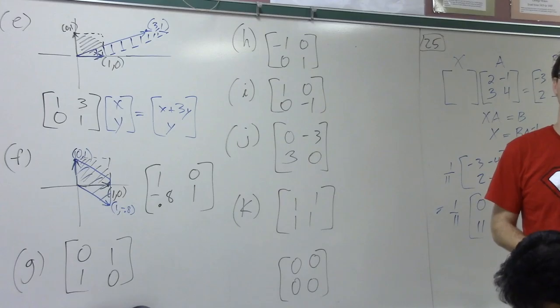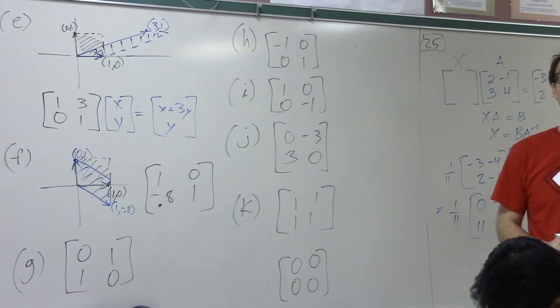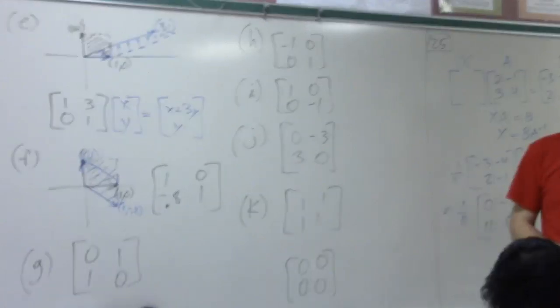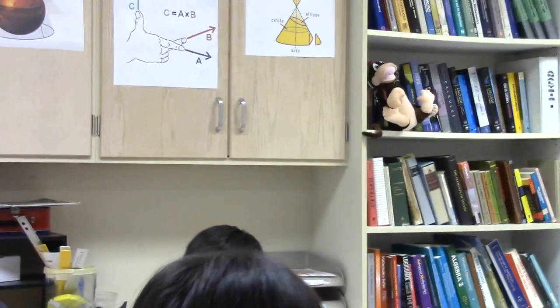What does this do? Flora, can I have your interpretive dance of the zero matrix? Pen camera. Can I get your interpretive dance of what the 0, 0, 0, 0 matrix does? Wait. What does that do to vectors? Oh, I'm putting you on the spot. Nick. I like Nick.